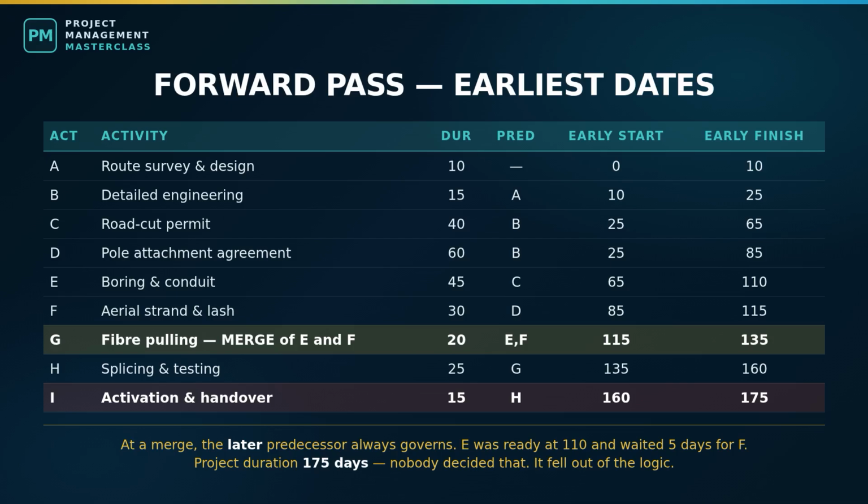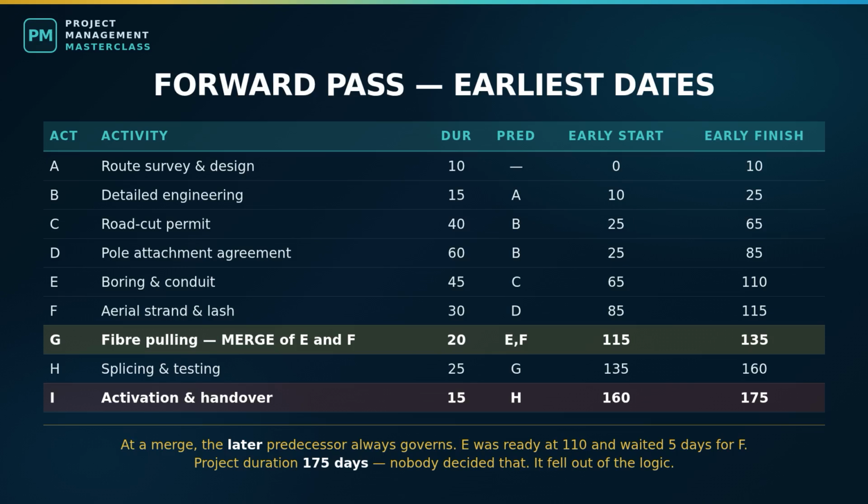Now the legs. Activity E, boring, needs C, done at 65. Earliest start 65, 45 days. Earliest finish day 110. Activity F, aerial, needs D, done at 85. Earliest start 85, 30 days. Earliest finish day 115. And here is the merge. Activity G, fiber pulling, needs both E and F. E is ready at day 110. F is ready at day 115.